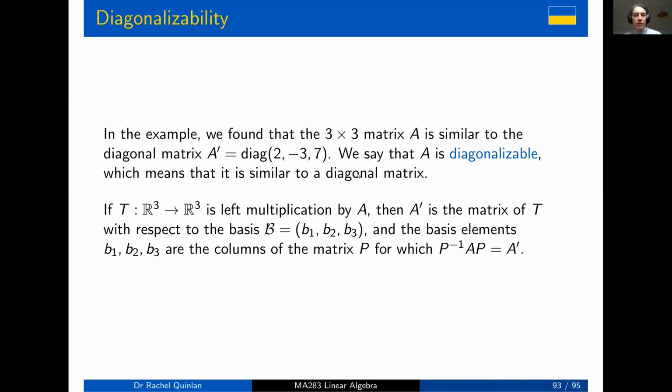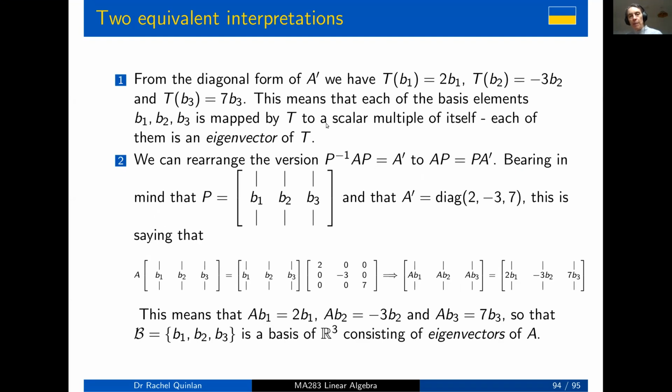And we can also observe that the matrix which does the diagonalization job is the P whose columns were the b1, b2, and b3 of the basis B that we had in our example. So a diagonalizable matrix is one which is similar to a diagonal matrix. A diagonal matrix is one in which the entries away from the main diagonal are all zeros. Okay, so a couple of just interpretations of that, and this is where we leave it today, and then we'll resume next time.